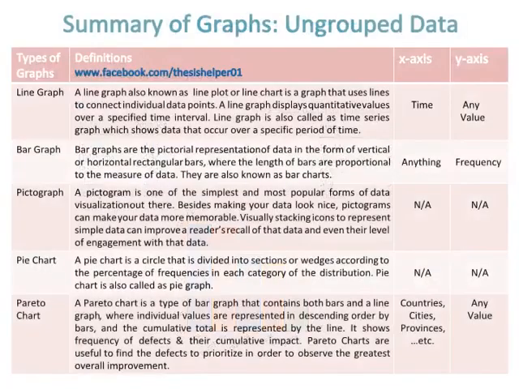Summary of graphs for ungrouped data. A line graph, also known as a line plot or line chart, is a graph that uses lines to connect individual data points. A line graph displays quantitative values over a specified time interval. A line graph is also called a time series graph, which shows data that occur over a specific period of time. Time is shown on x-axis, while any numeric value will be taken on y-axis.